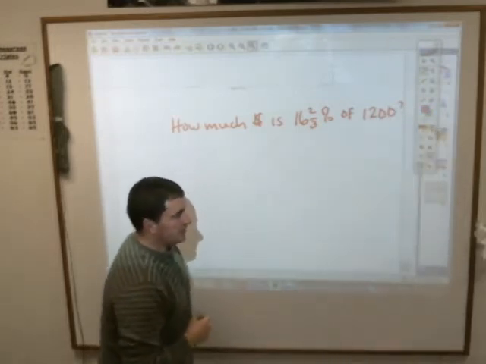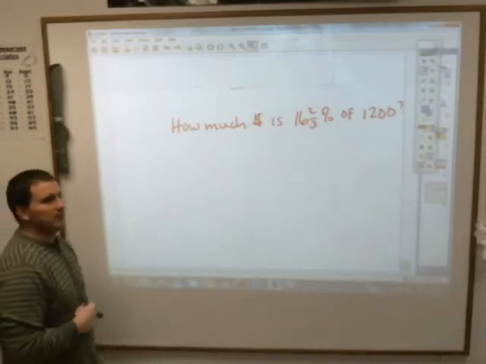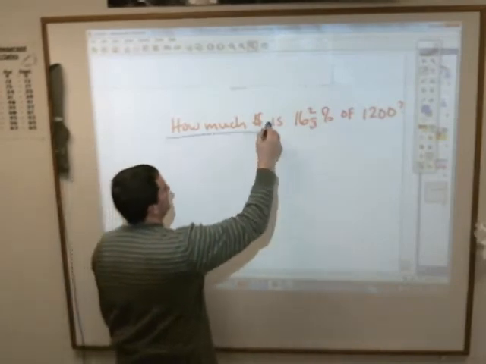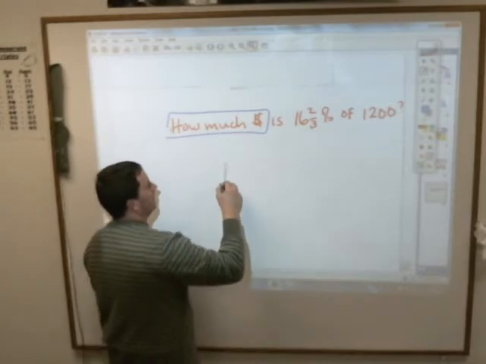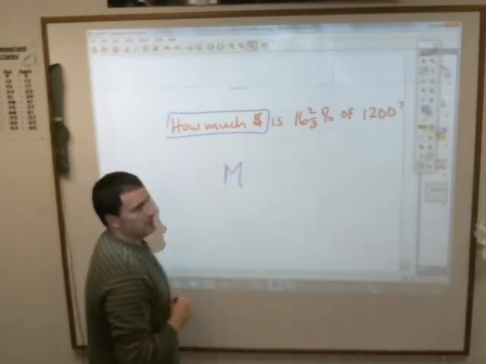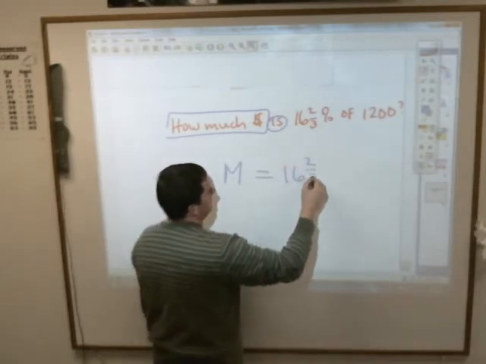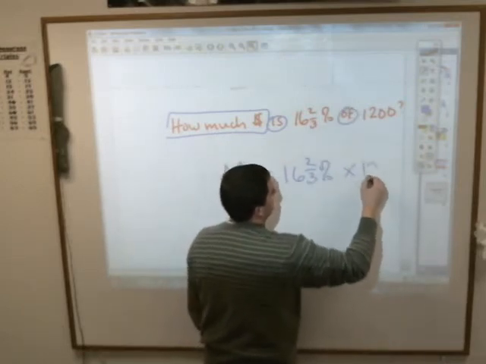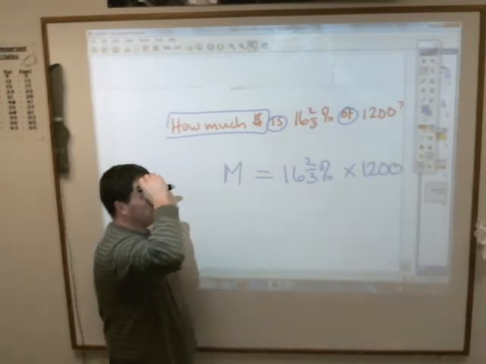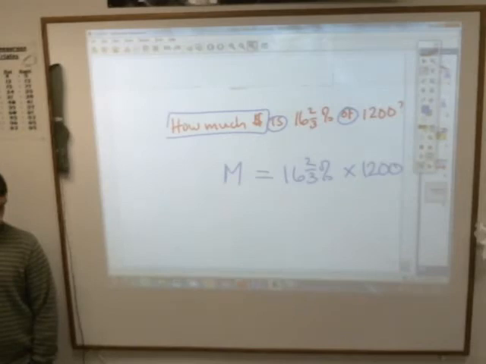Alright, I'm looking for words that will change this from an English sentence into a math sentence. I would see what? How much money is my unknown thing, so let's just put M for money. What's the word is? Is always equal. 16 and 2/3%. The word of is times 1200. There's my equation. What do I have to do to solve that? What do I have to do to get the letter M by itself?